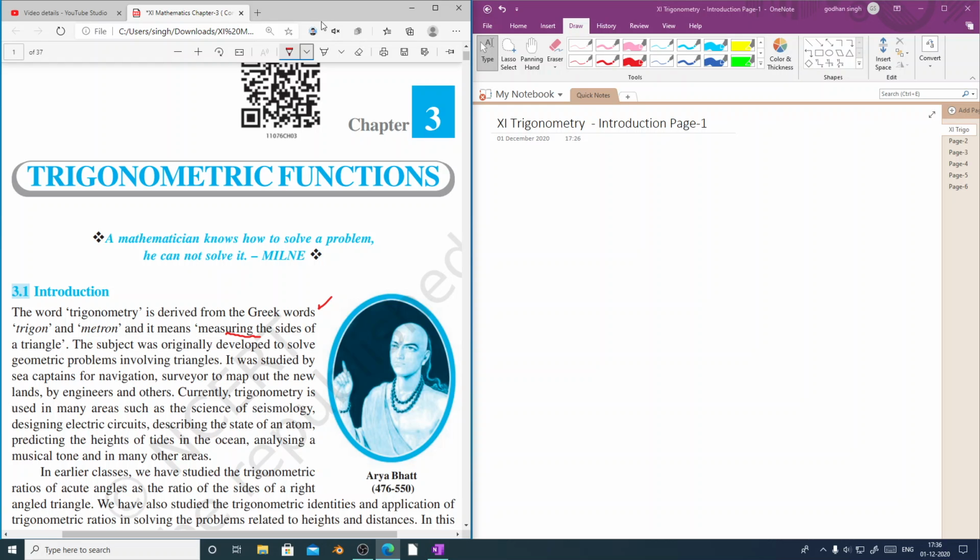The subject was originally developed to solve geometrical problems involving triangles. It was studied by sea captains for navigation, surveyors to map out new lands, by engineers and others. Currently, trigonometry is used in many areas such as the science of seismology, designing electric circuits, describing the state of an atom, predicting the heights of tides in the ocean, analyzing a musical tone, and in many other areas.